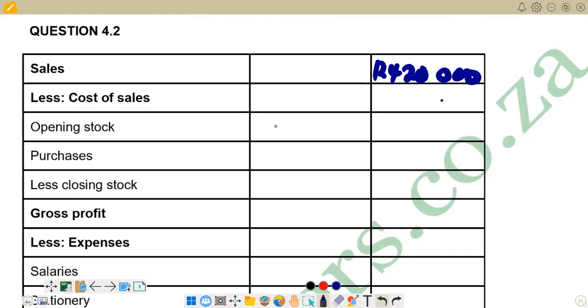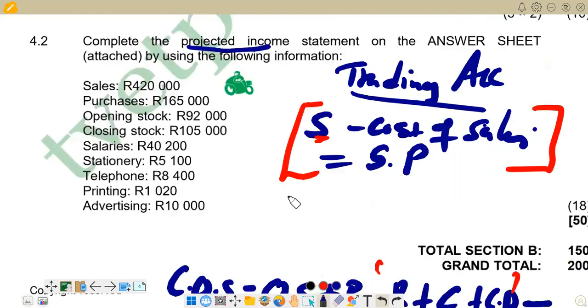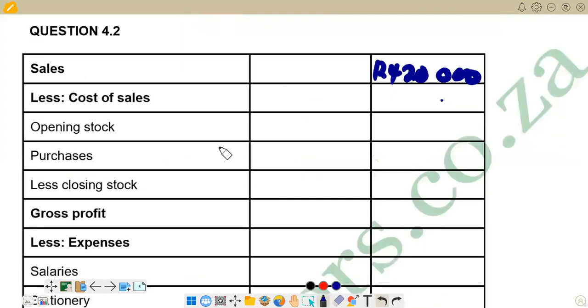We start with opening stock. So we are going to look for a figure for opening stock in the question. The opening stock, we are given it here. Sorry, this is closing. Here we are going to have our opening stock, which is 92,000. So we know that opening stock here, you're now putting it in this column, 92,000.